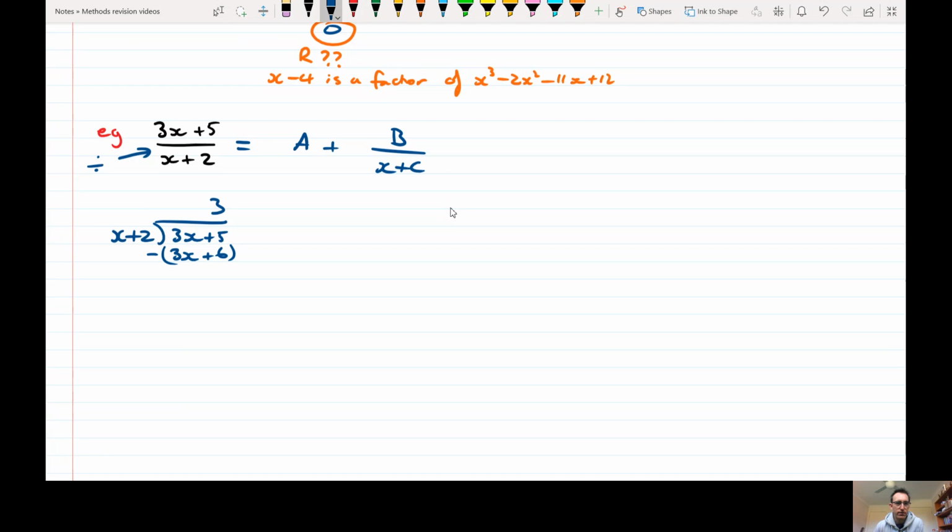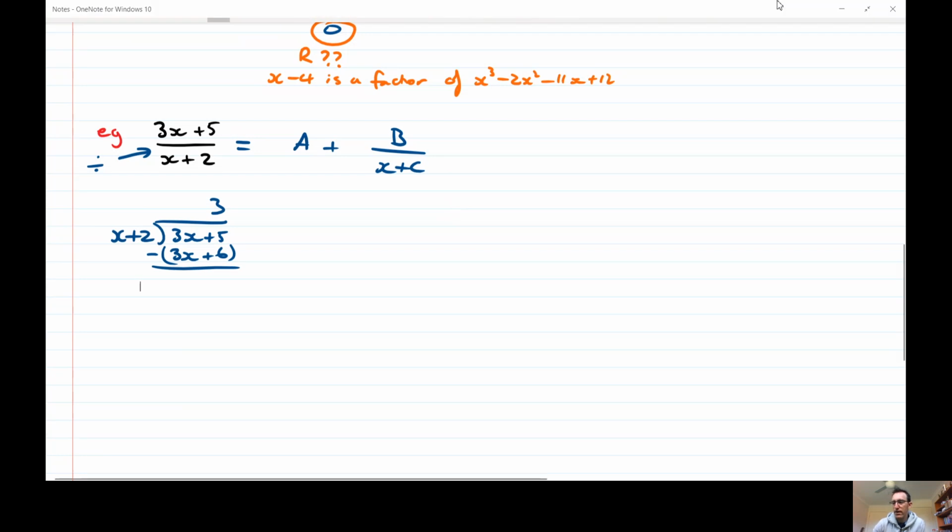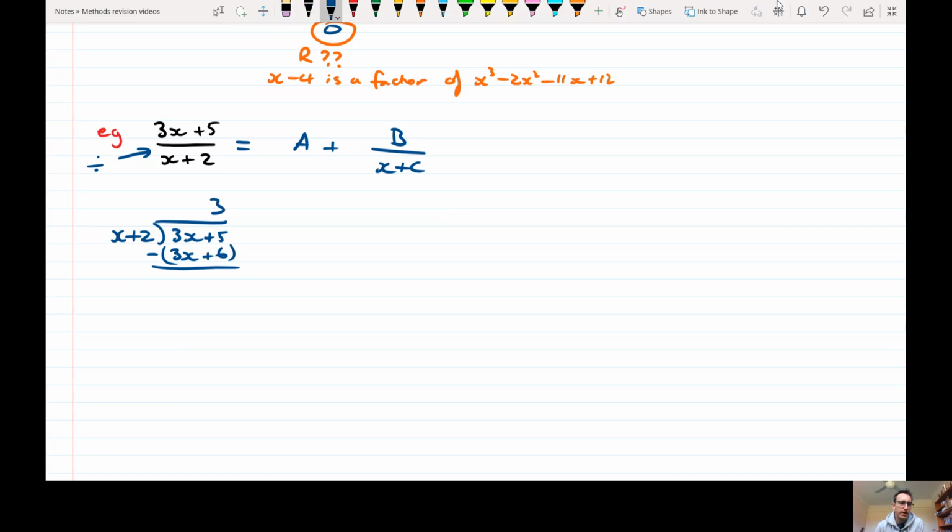There are other ways to do this. Of course, long division might be a slightly, I guess, longer way in some sense, but there are other techniques which we don't learn unless you do specialists. So let's stick with this one. 3x minus 3x gives you 0, so it doesn't need to be written. 5 minus 6 is negative 1. So therefore, this 3x plus 5 over x plus 2 thing has 3 wholes. That's our quotient, plus the remainder of negative 1 over x plus 2.